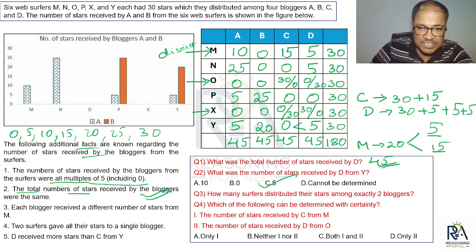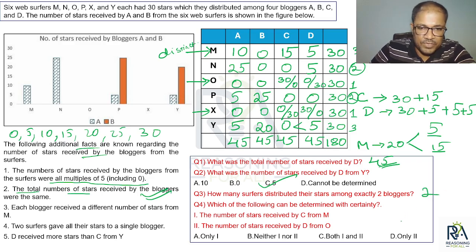That is also easy. How many surfers distributed their stars among exactly 2 bloggers? M distributed stars among 3 bloggers, N distributed stars among 2 bloggers, O distributed the stars only to 1 blogger, P distributed to 2 bloggers, then X distributed to 1 blogger, Y distributed to 3 bloggers. So who distributed to exactly 2 bloggers? That is N and P. So how many? 2.